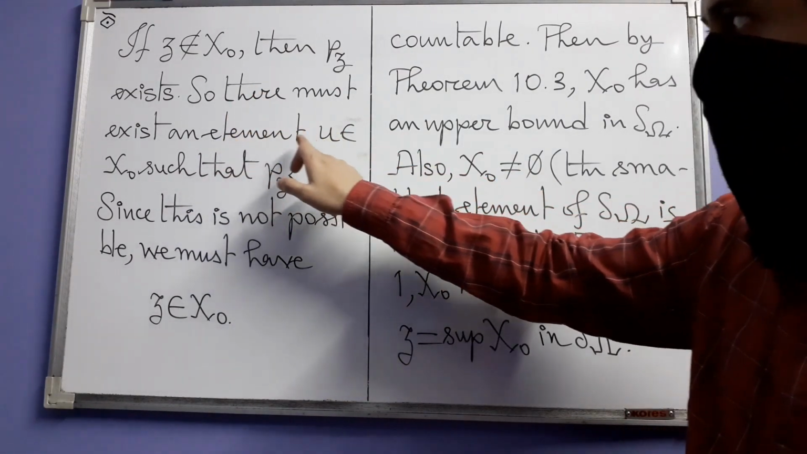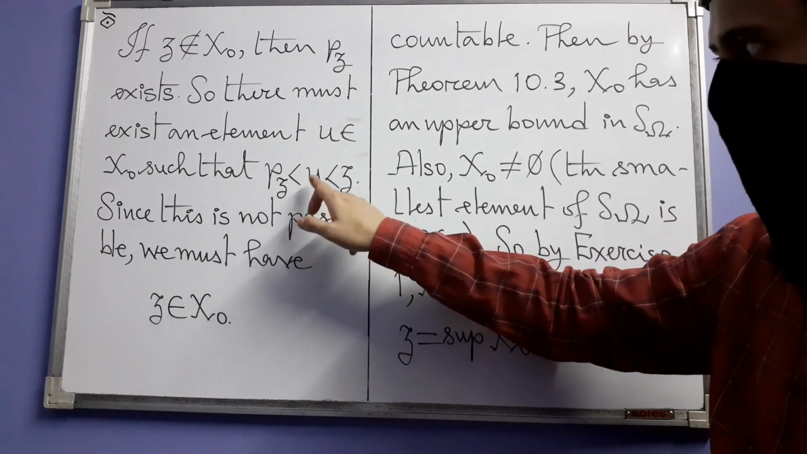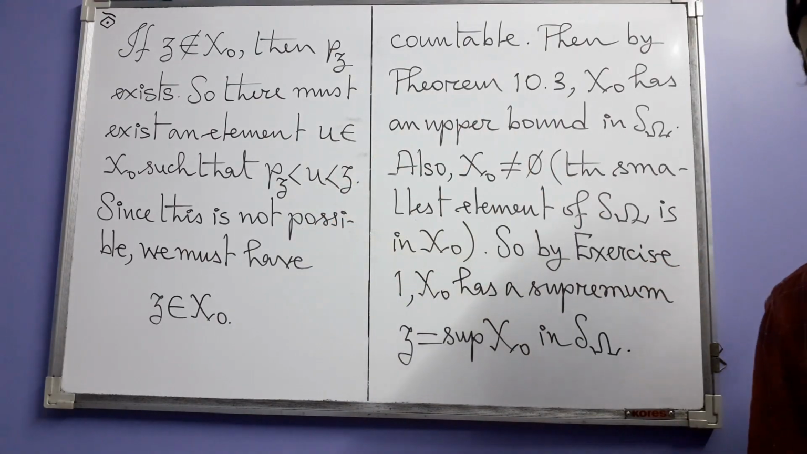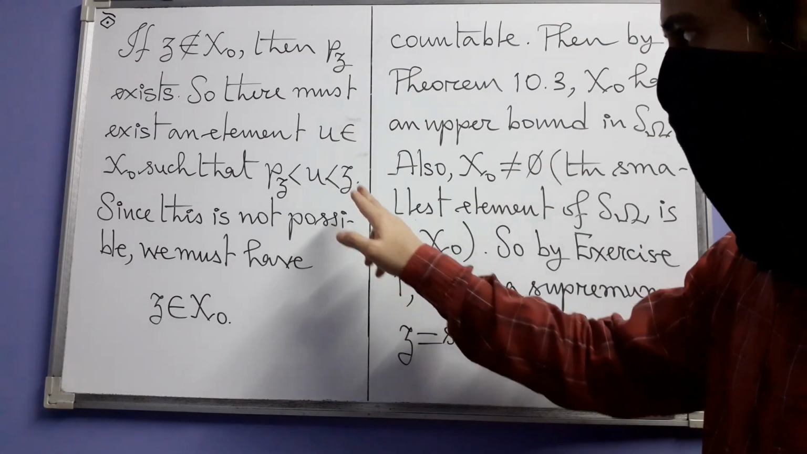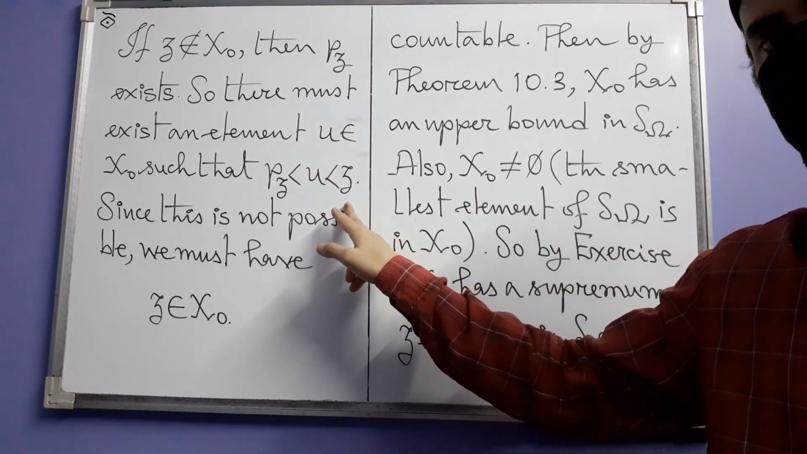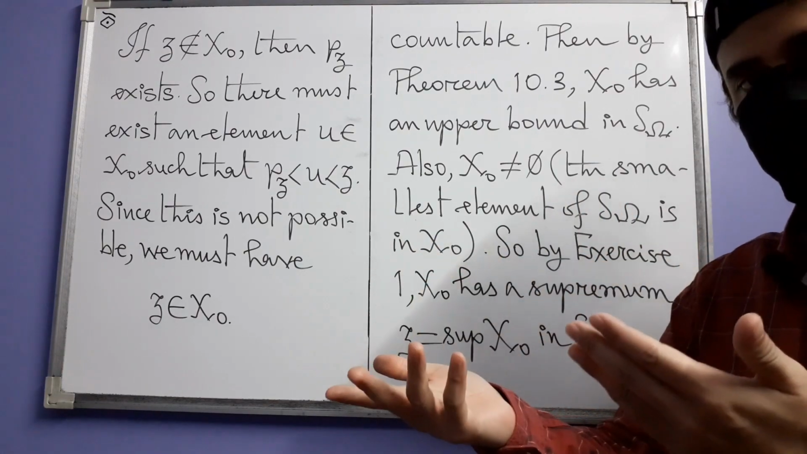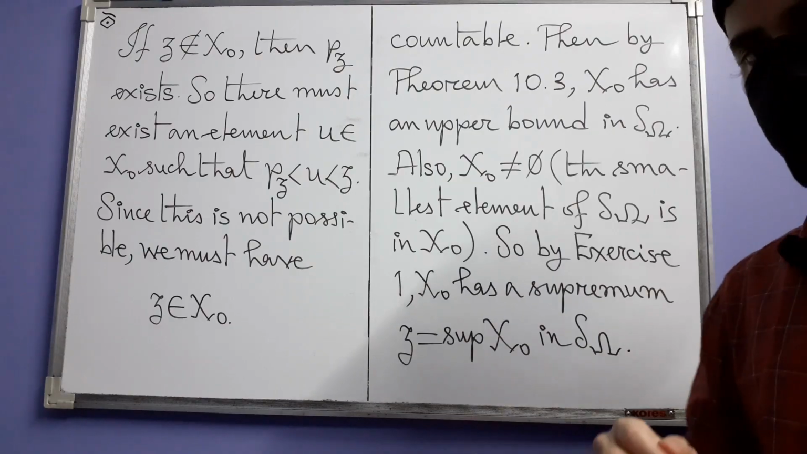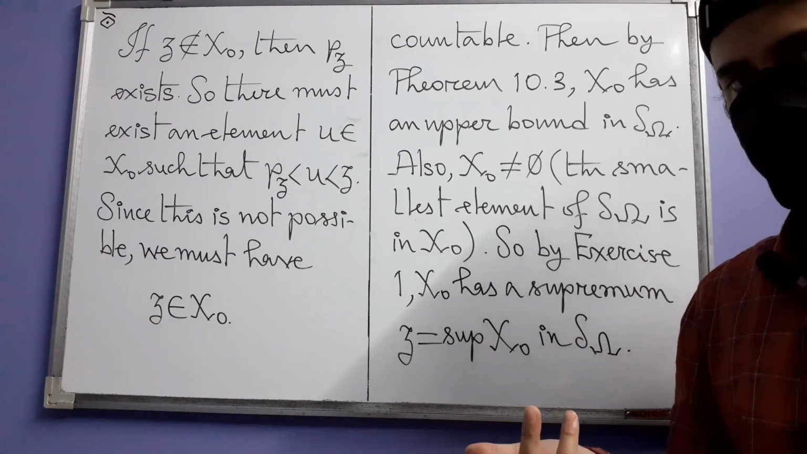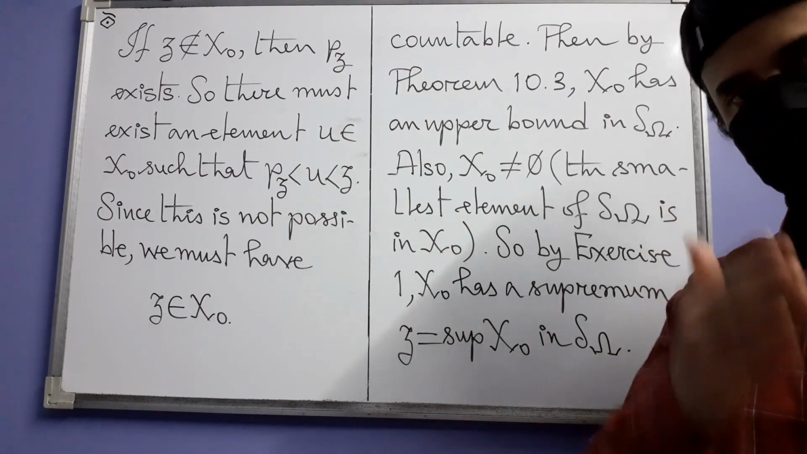Alright. And then what do I write? So there must exist an element U in X naught such that Pz is less than U, which is less than Z. Why? What is the reason for the existence of U and what is going on here? You see, Pz is the immediate predecessor of Z, which in particular means that Pz is less than Z. Because that's what happens with an immediate predecessor. Additionally, of course, there is no element between Z and Pz.